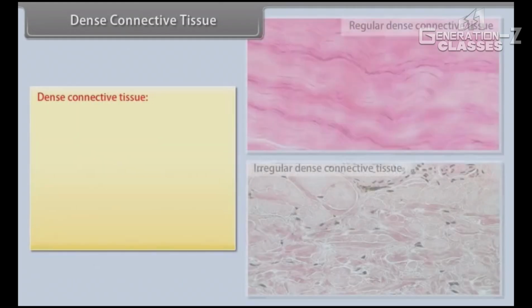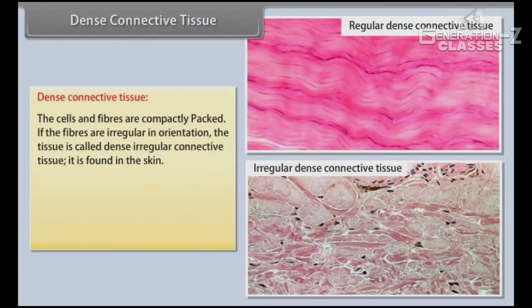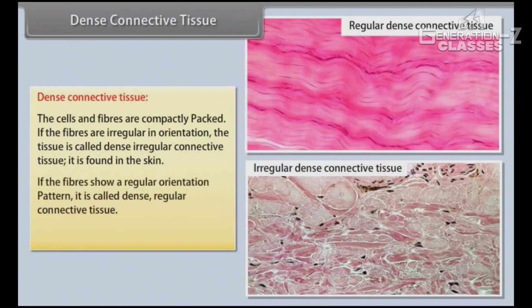Dense connective tissue. The cells and fibers are compactly packed. If the fibers are irregular in orientation, the tissue is called dense irregular connective tissue. It is found in the skin. If the fibers show a regular orientation pattern, it is called dense regular connective tissue. Examples are tendon and ligament.